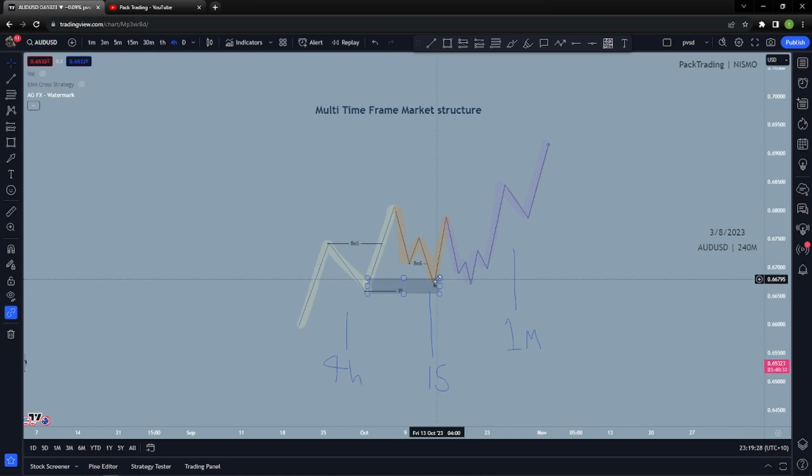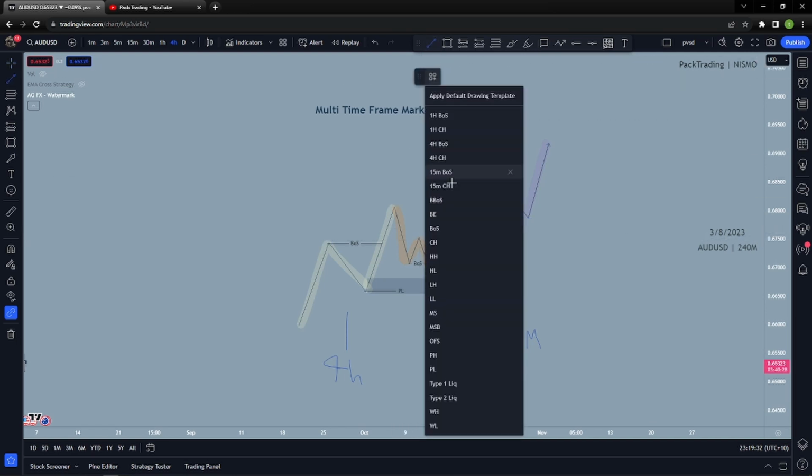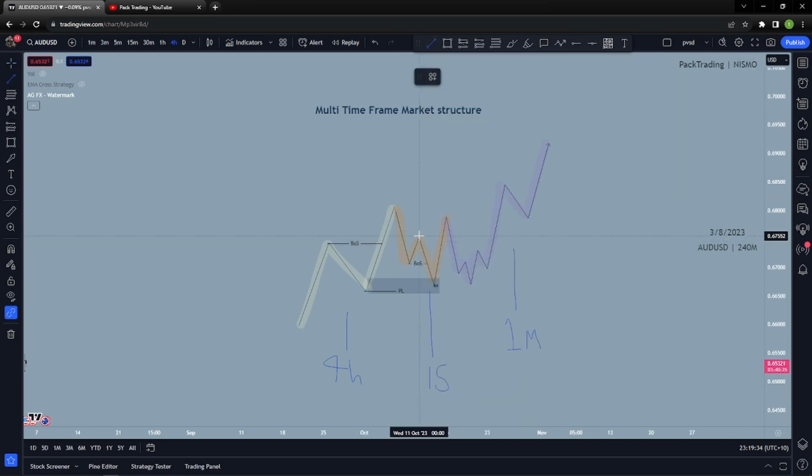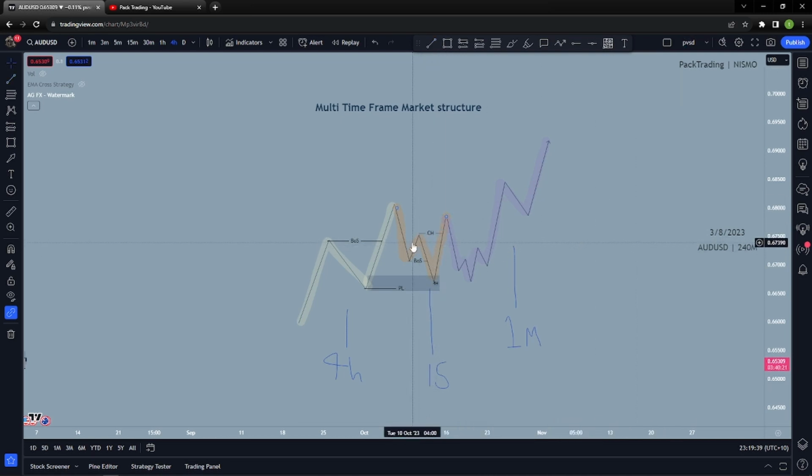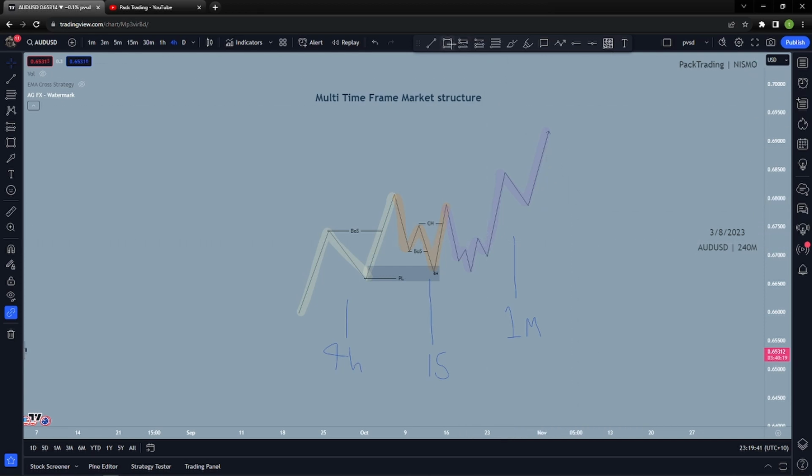So what did it do? It came back up. It broke this swing high on the 15 minute. So that's a choch. Choch on the 15 minute. So now what? After a choch, we expect a pullback.